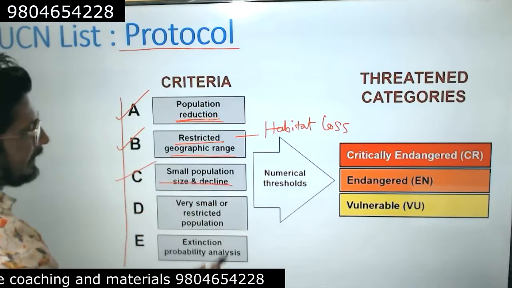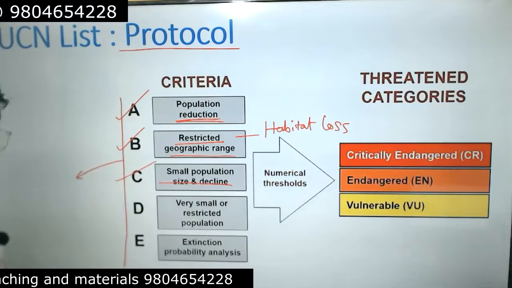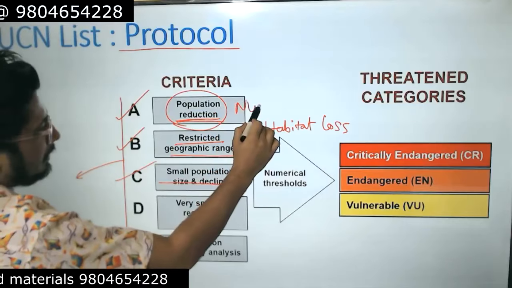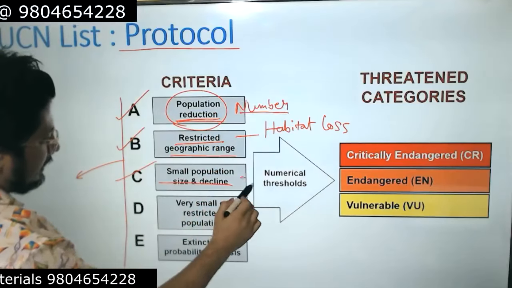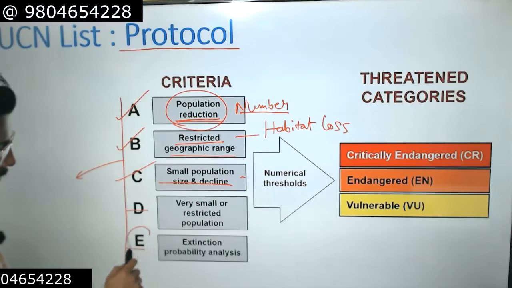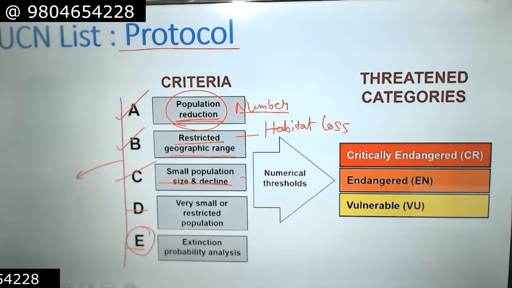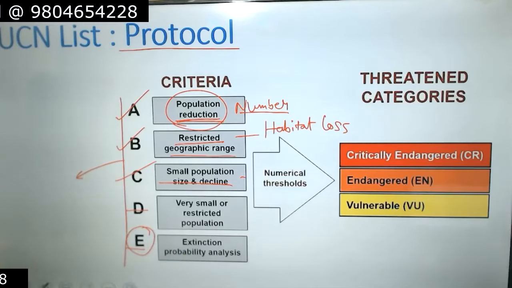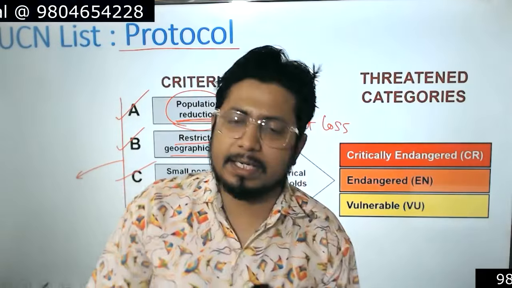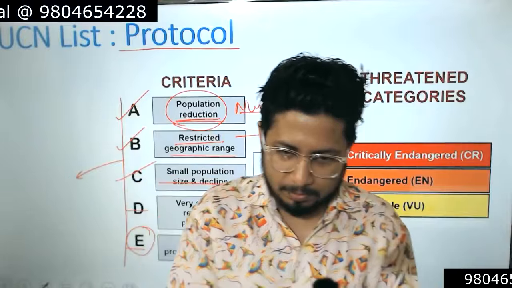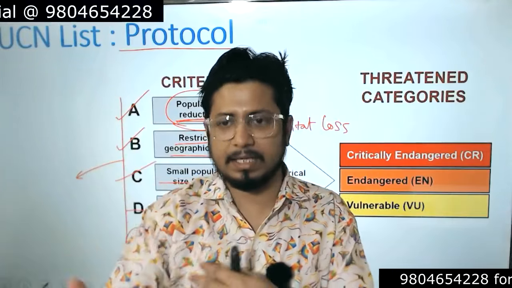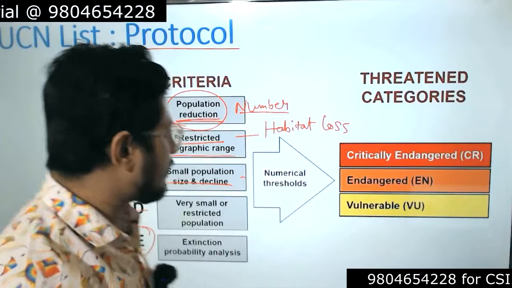Third, small population size and decline. How exactly is their population size declining? Population reduction in number and population size reduction, both are important. Fourth, very small or restricted population. Fifth, extinction probability analysis. Based on all these factors, we also analyze the probability of extinction in future, based on earlier data. For example, a similar species in a similar environment had this many individuals left, and after this many years they were gone. Based on that calculation, we can estimate the probability of extinction.